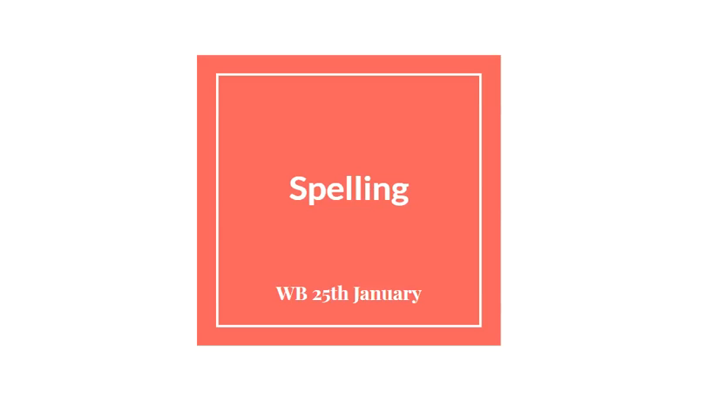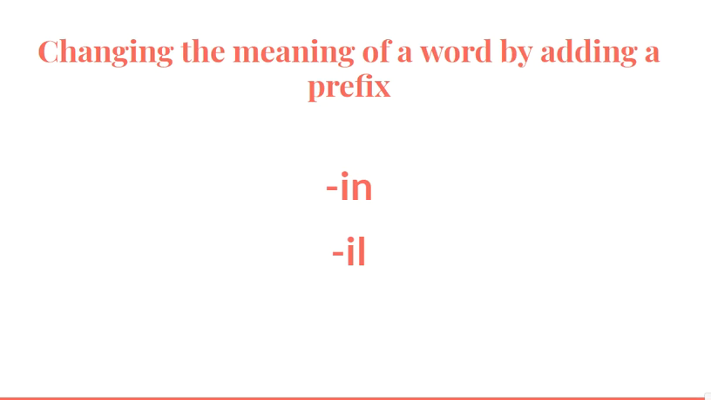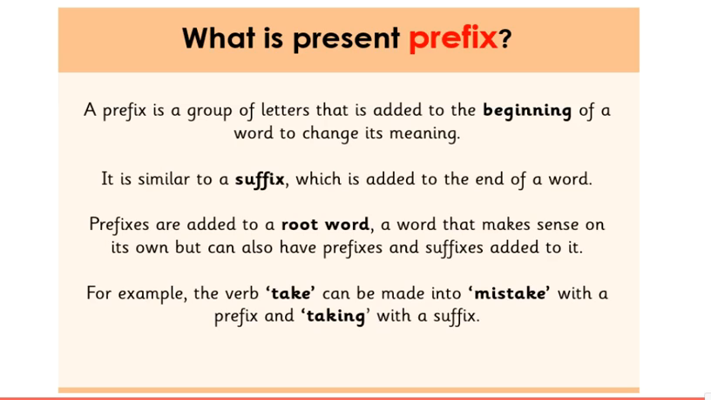For spelling this week, we're going to be looking at changing the meaning of a word by adding a prefix. A prefix comes at the beginning of a root word to change its meaning, and we're going to be looking at two prefixes this week, in and il. So what is a prefix? A prefix is a group of letters that is added to the beginning of a word to change its meaning.